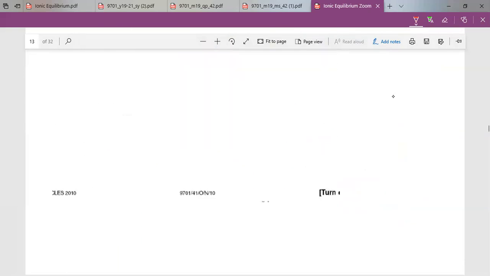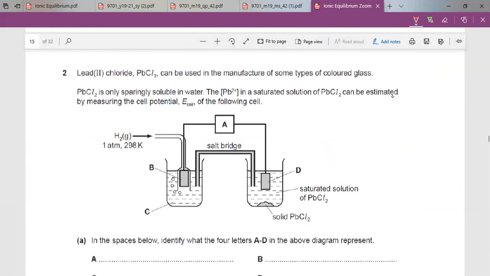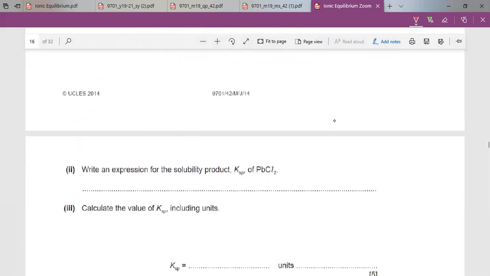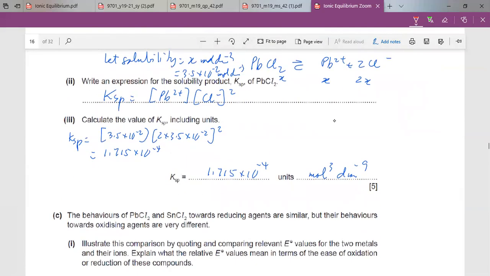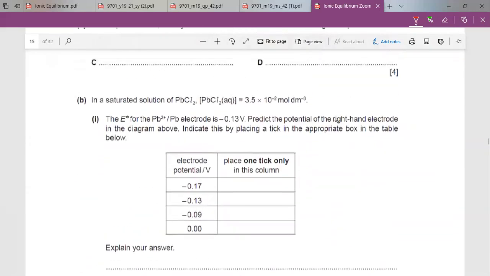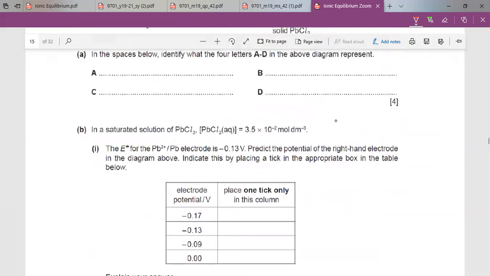Okay, next one here is done already. This is a simple one. We did this one before, but here they put it inside just to test you. Expression for solubility product of PbCl2, quite simple. Remember, write the equation first. Remember the ions are on the right hand side here. Calculate the Ksp value. Very simple, because you know that the solubility is given here.